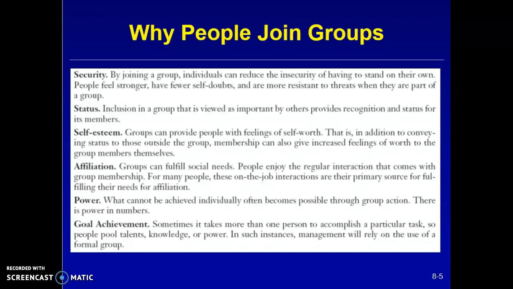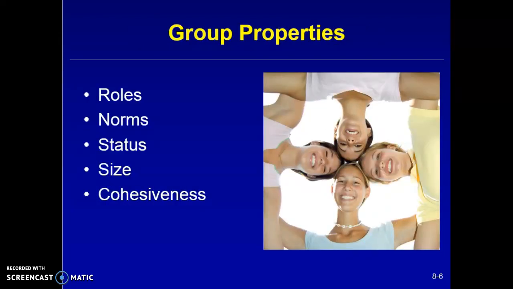Sometimes it just takes more than one person to accomplish a particular task. So what happens is people pool their talents, their knowledge, or power, and then in some instances management will rely on the use of a formal group to do that. So let's look at group properties. We have roles, we have norms, we have status, we have size, and we also have cohesiveness.